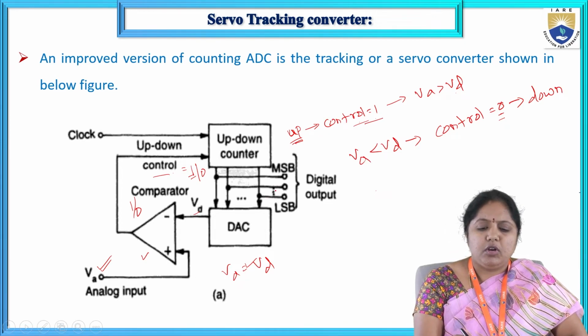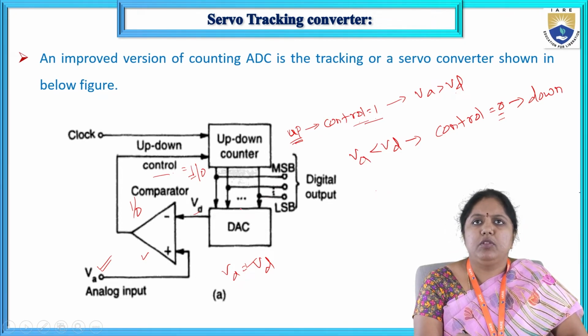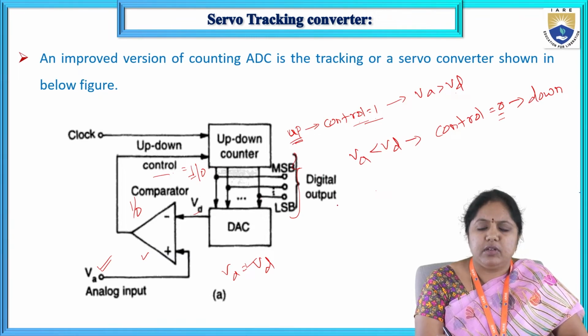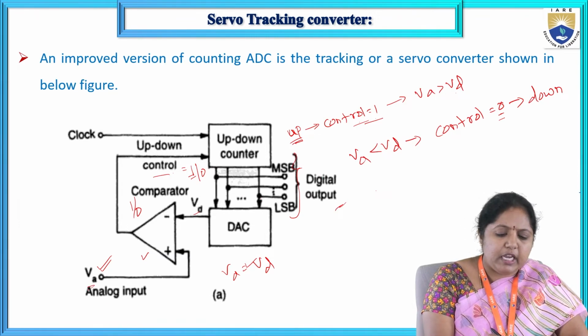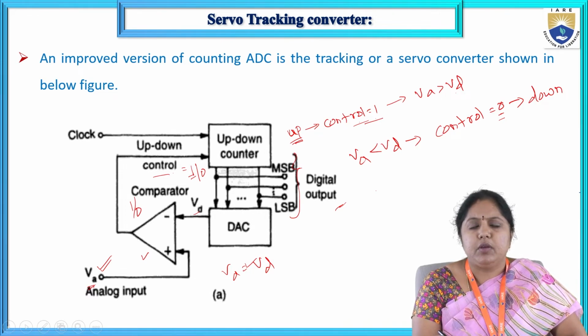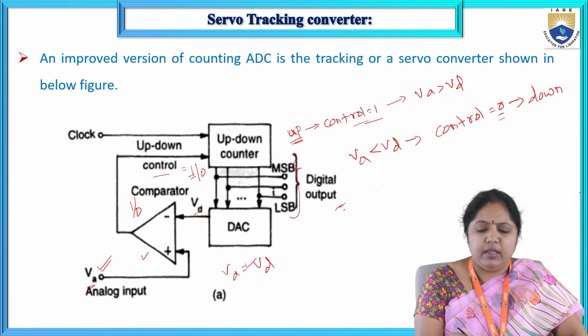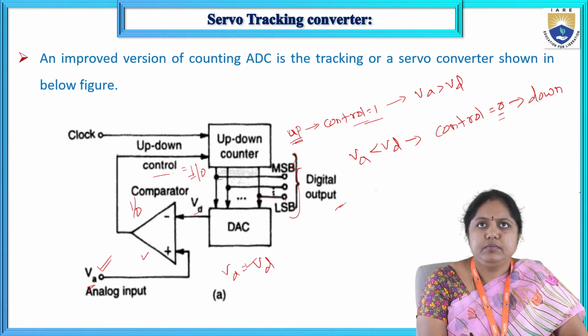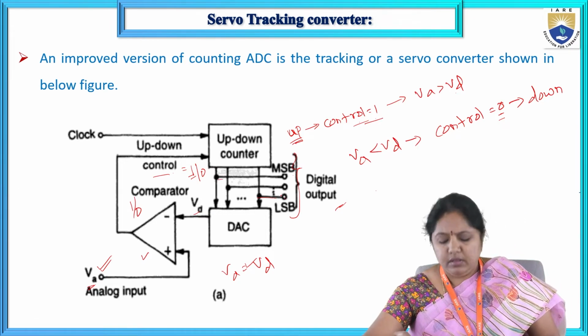So automatically the entire circuit will stop, and the equivalent digital output I will get here is the up-down counter output, which is nothing but the equivalent digital output for this analog input signal. Here the up-down counter has the MSB bit value here and this is the LSB position. So I think it's clear.